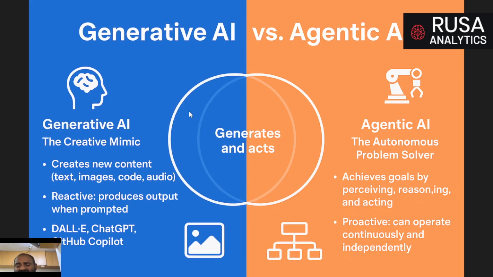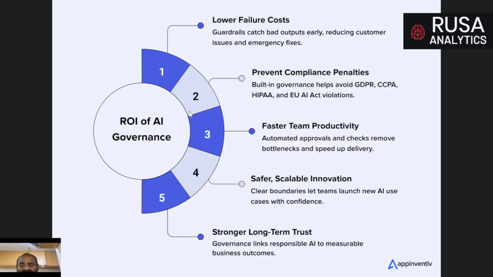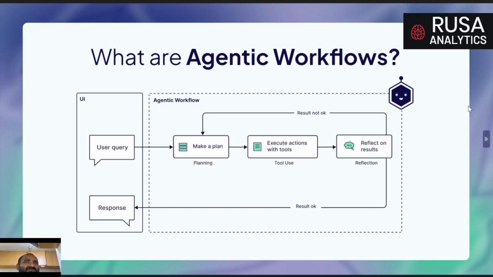And there are some snippets that we have also, generative AI versus agentic AI, and how the agentic flow works. The user queries, it makes a plan, then executes actions with tools, like different tools we have from different platforms, then reflects on the results. If it is not okay, again it will make a plan. So this is a continuous and consistent process, and at last if it is fine, it goes with a response.